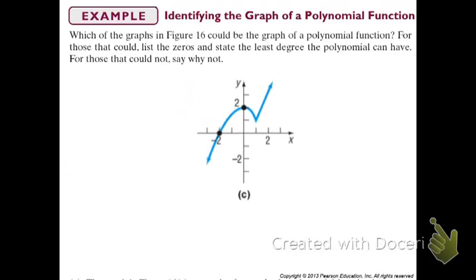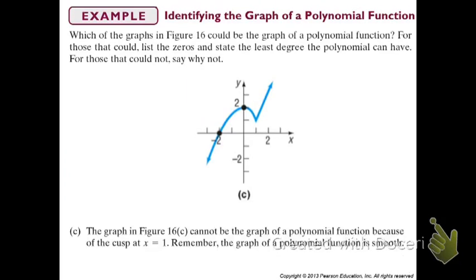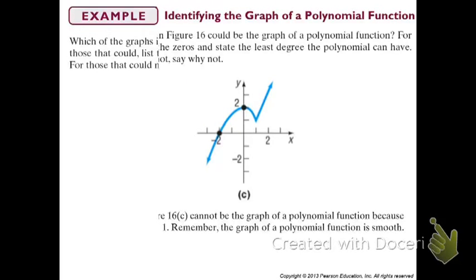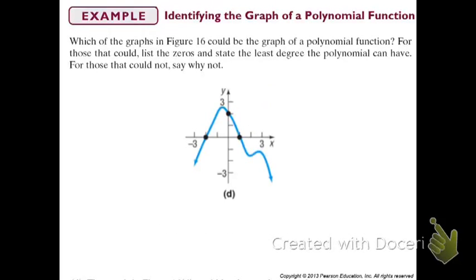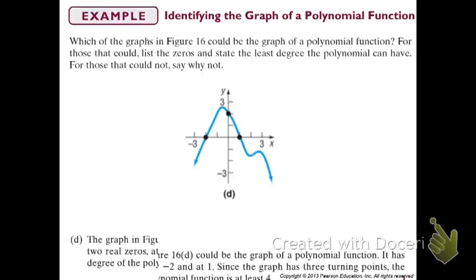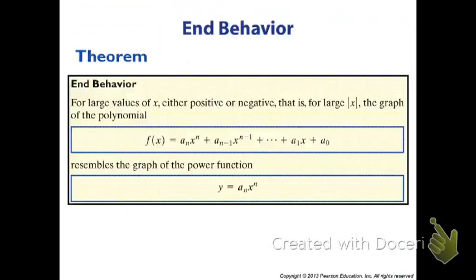For this one, you should be able to identify, no way is that a polynomial function because it's got a sharp point. Can't have any sharp points. Okay? How about this one? We have a yes, that could be a polynomial function, and you've got zeros at -2 and 1, and 3 turning points, so at least a 4th degree polynomial. And you should notice also that the ends of the graph go down, so it'd be a negative first term. Okay. Do we have any more?